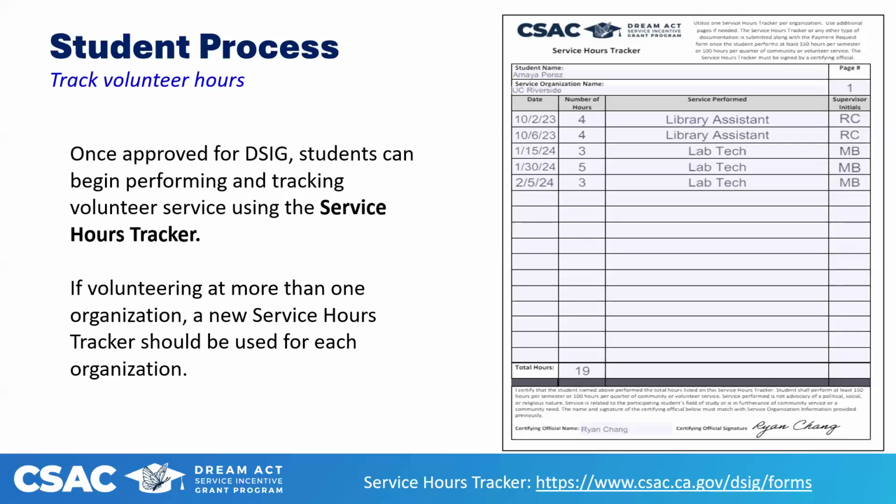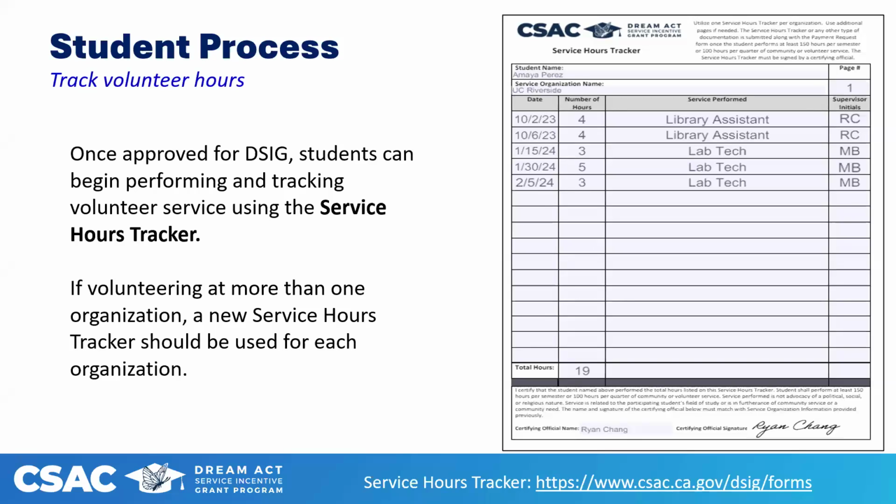And then this is what that service tracker form looks like. The service organization must sign for approval of all completed volunteer hours. Up to 2 authorized individuals can be listed on the DSIG application as approved signers on the service hours tracker, and only those 2 can sign it.